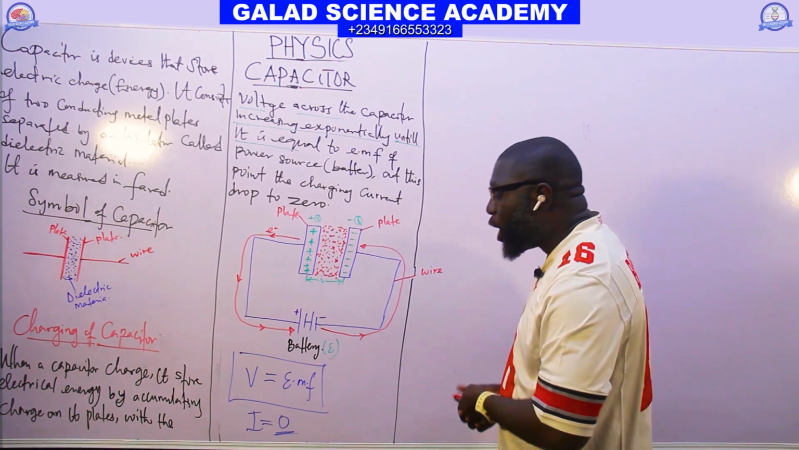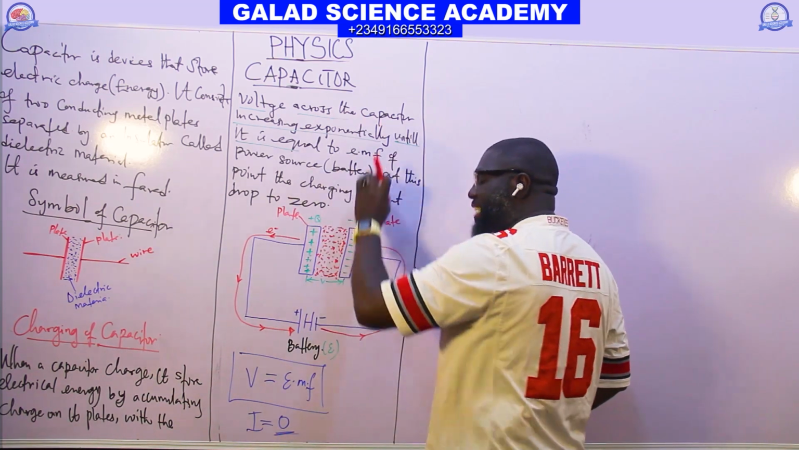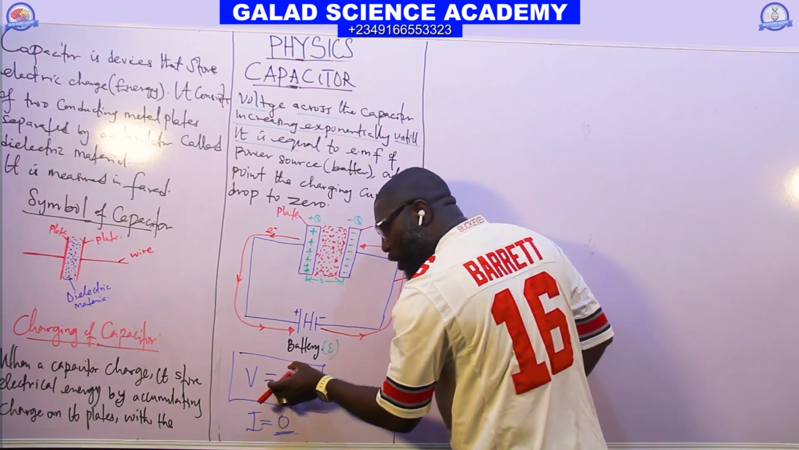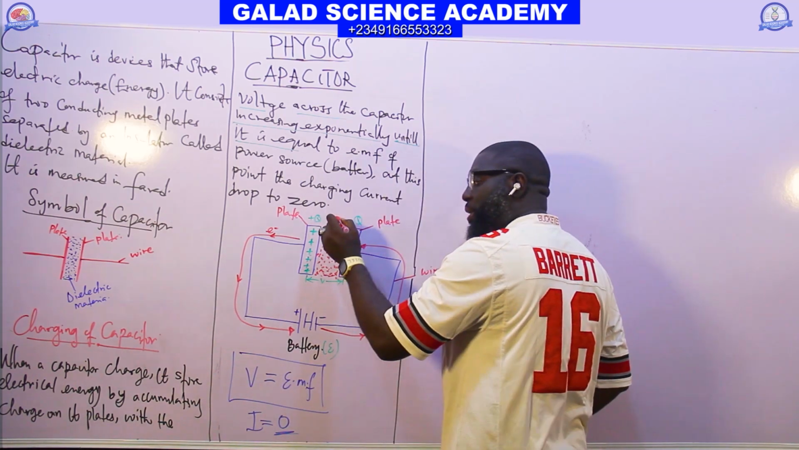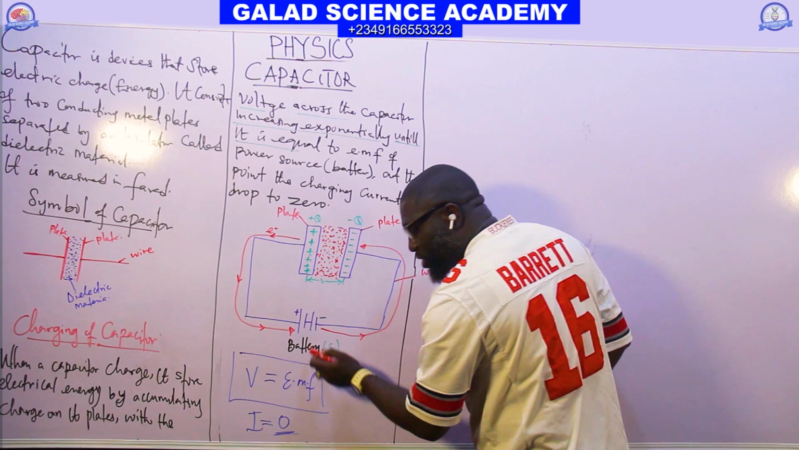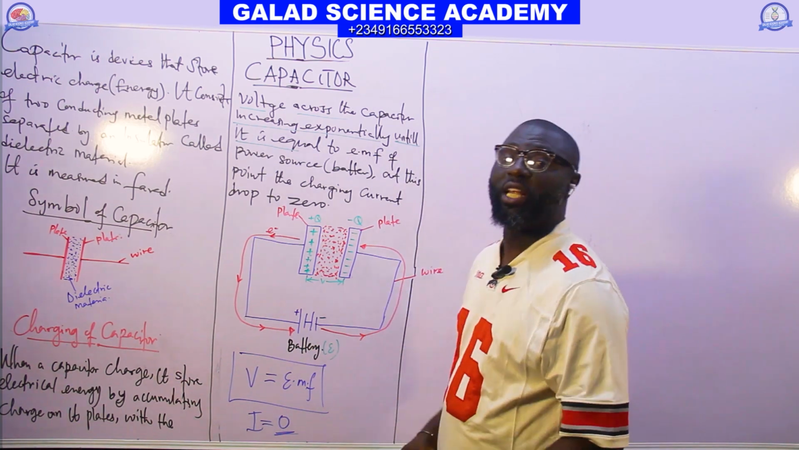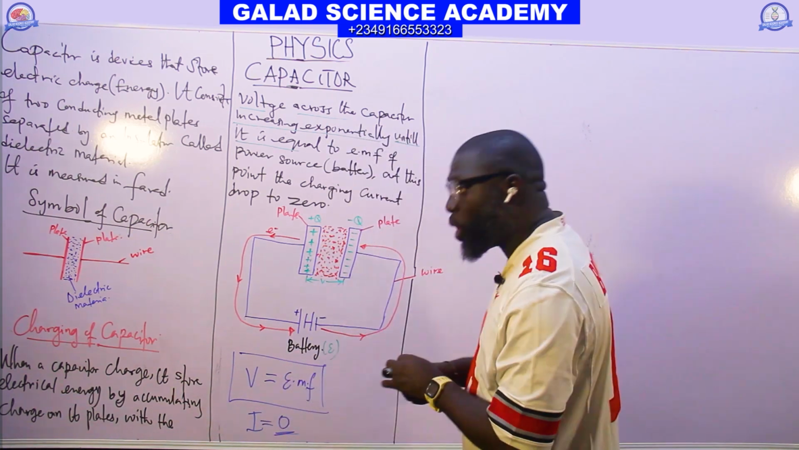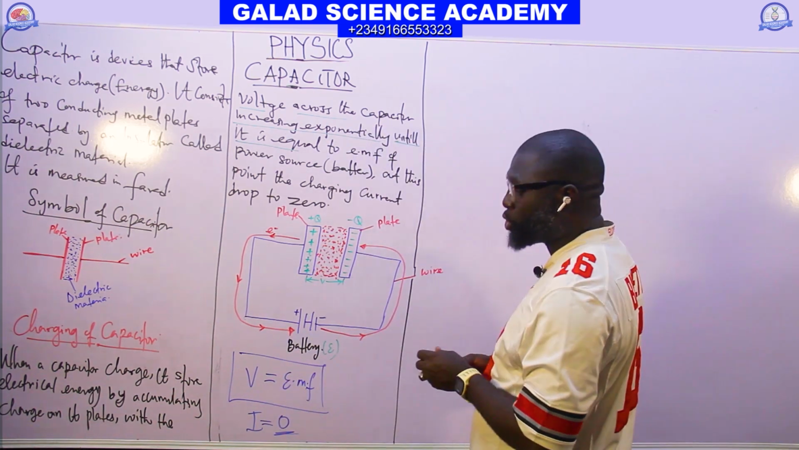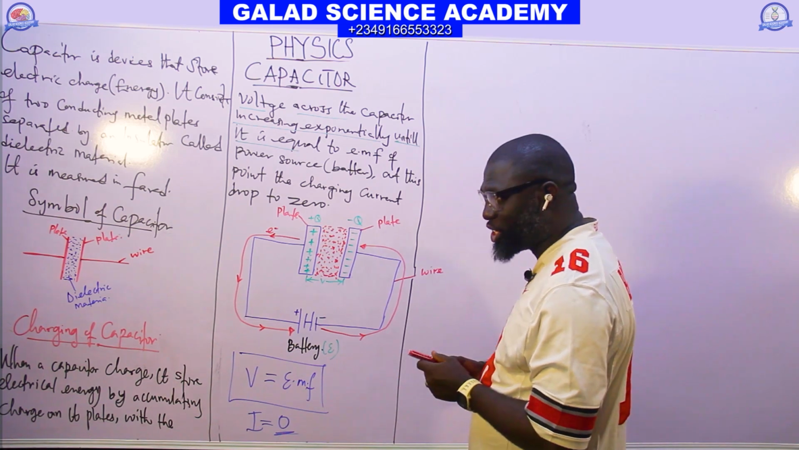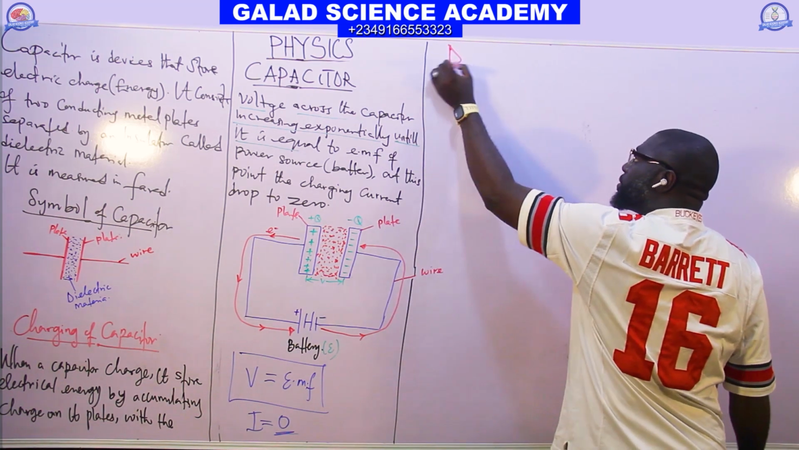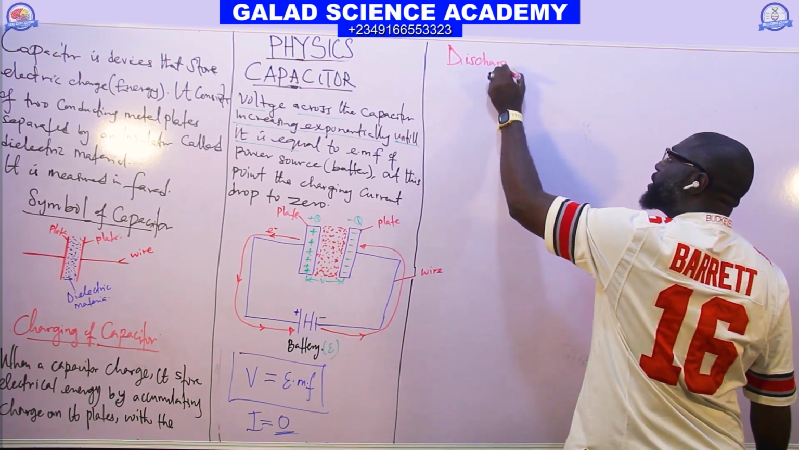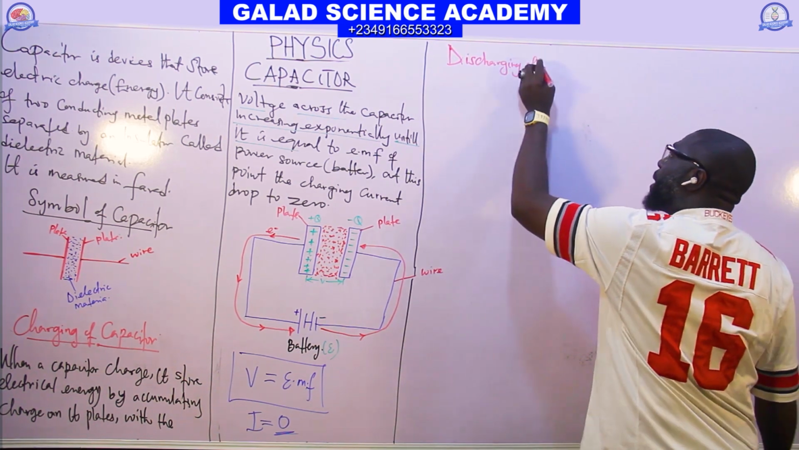Until the capacitor is fully charged, the potential difference of the capacitor will be equal to the EMF of the battery, and the current in the circuit will fully drop. So the next one is, how are we going to discharge a capacitor? Discharging of a capacitor.